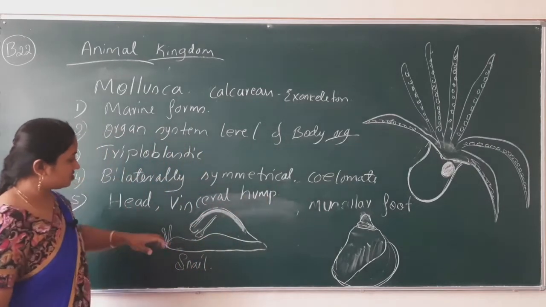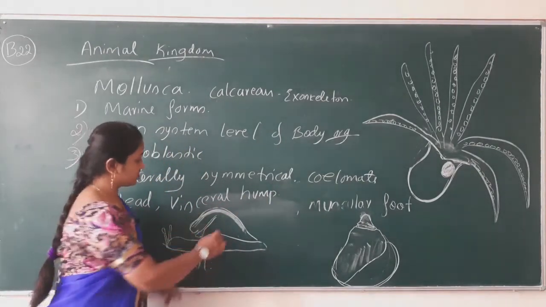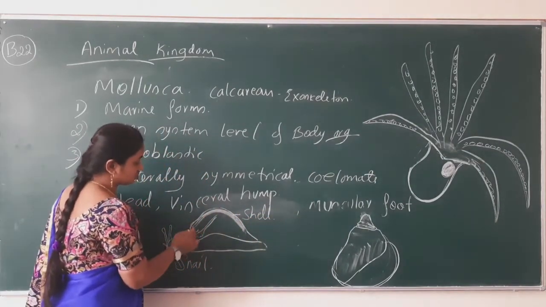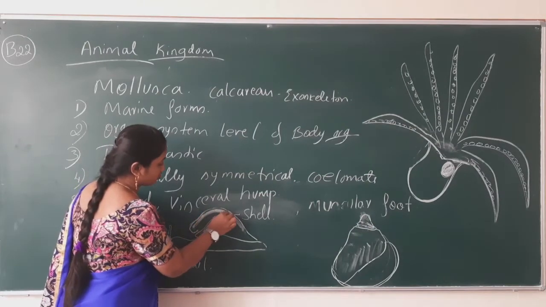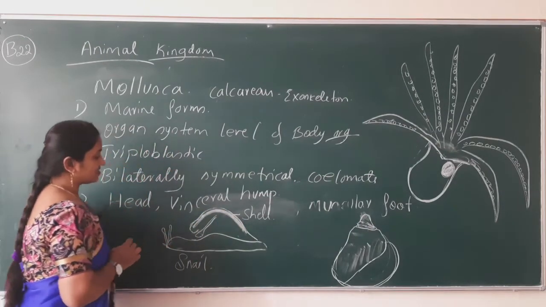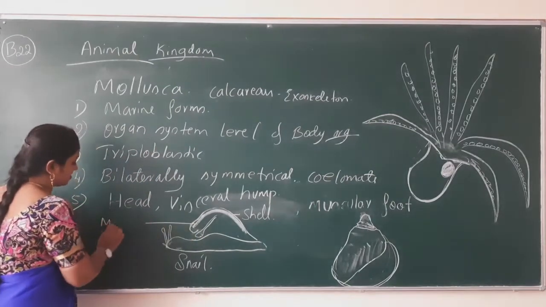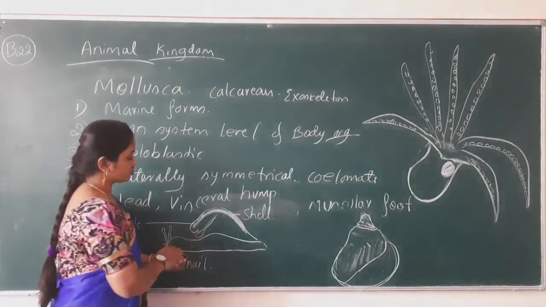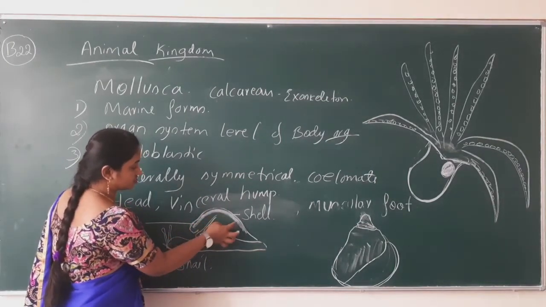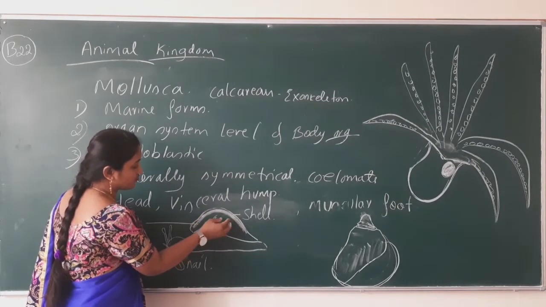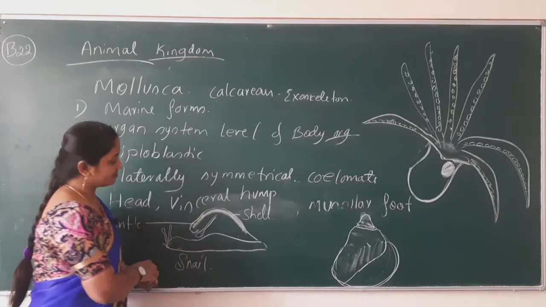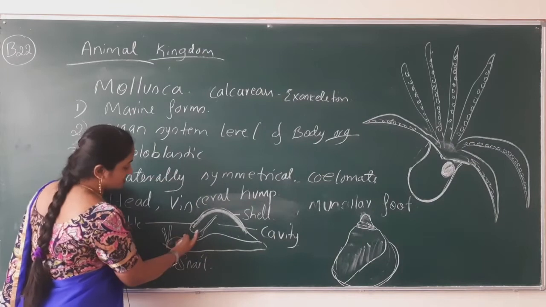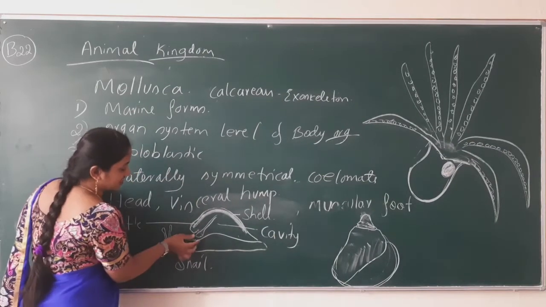Coming to the next layer, next to the shell, consider this is the shell. Next to this shell, a soft spongy layer is present, and that layer is known as mantle. Next to the mantle, it has a cavity, the mantle cavity, and it has an opening which is present at this range.